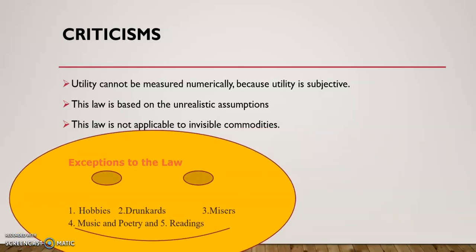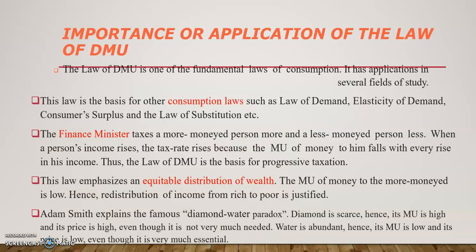Even though the law has certain criticisms, it is important in certain areas where consumption laws are applied: the law of demand, elasticity of demand, consumer surplus, and the law of substitution. It also helps the finance minister to levy taxes: more moneyed persons pay more tax, and less moneyed persons pay less tax. So this law of diminishing marginal utility is the basis of progressive taxation. This helps the economy achieve equitable distribution of wealth. The marginal utility of money is more when money is low, so the redistribution of income from rich to poor is justified.